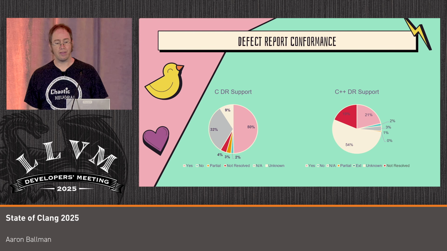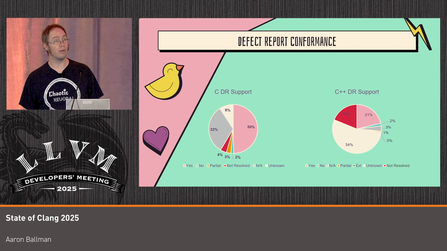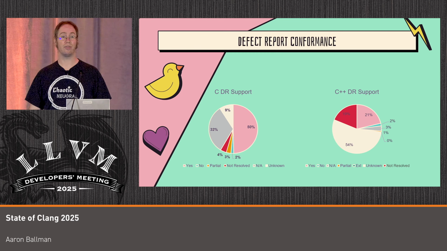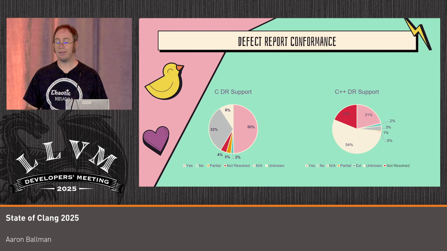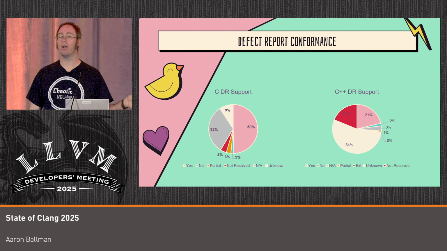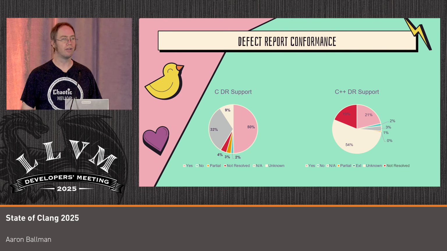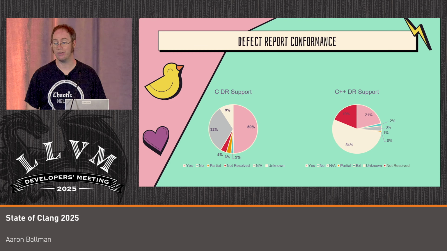And on the C++ side of things, we've got 21% complete for being done with the defect reports, but 54% is unknown. And so there is a lot of unknowns that we really need some assistance getting test cases written for to figure out whether we do or don't support the defect reports. And this is actually really critical for us to do because the standards committees assume we have all implemented every single defect report. So every new feature they add assumes every defect report has been fixed in every implementation.